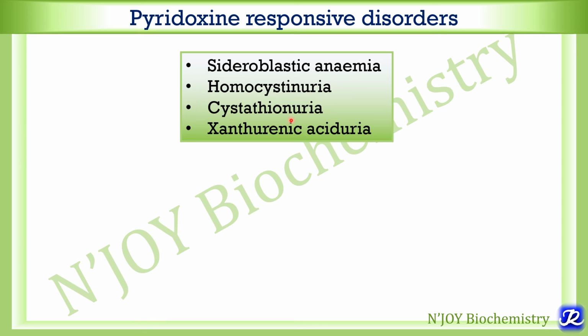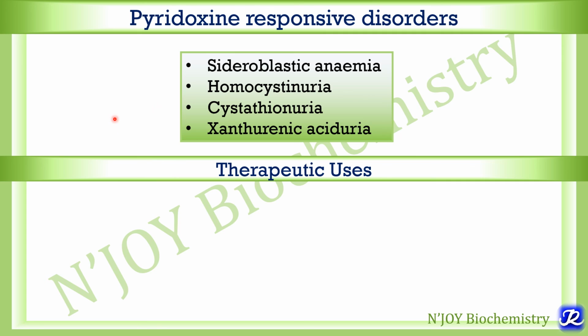Likewise, also cystathioninuria due to PLP deficiency, and xanthurenic aciduria, because now in the tryptophan metabolism the pathway will be diverted to form xanthurenate, and that's why it will be manifested as a xanthurenic aciduria. So all these four manifestations which occur due to vitamin B6 deficiency are responsive to pyridoxine.